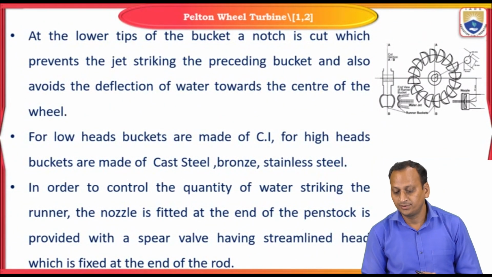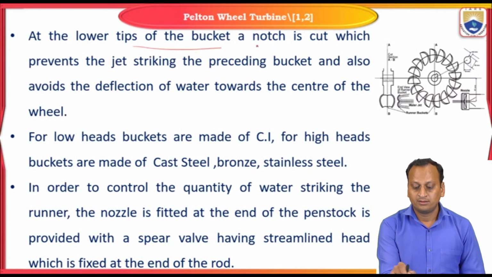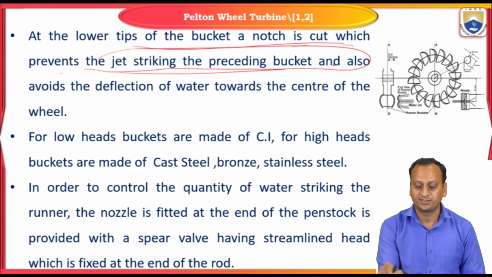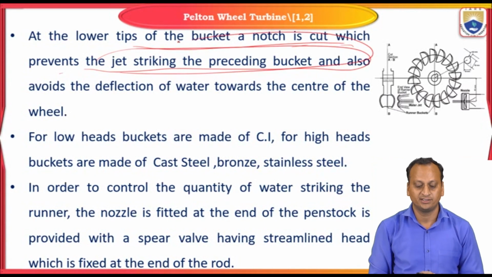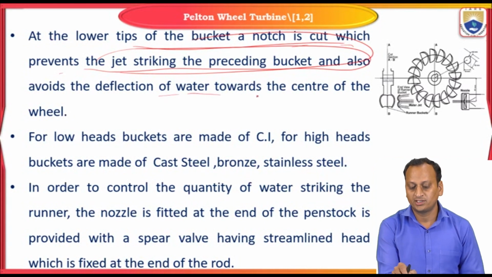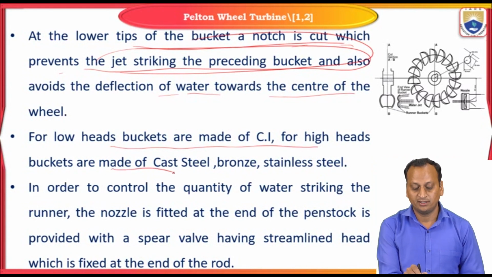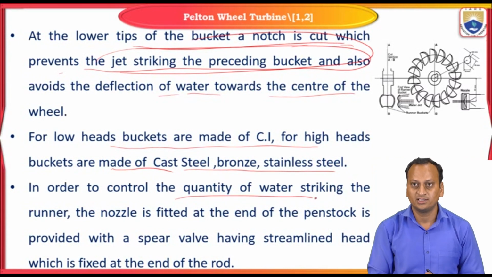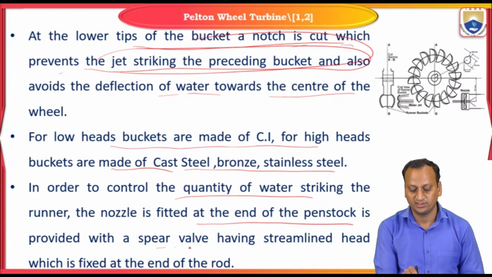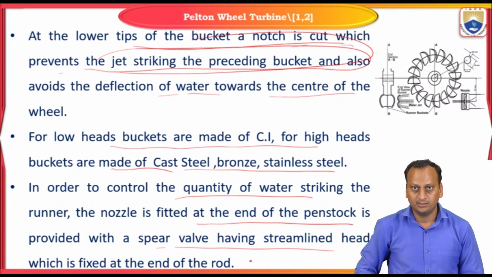At the lower lip of the bucket, a notch is cut which prevents the jet from striking the preceding bucket. The preceding bucket, as we have discussed in the previous slide, causes deflection of water towards the center of the wheel. For low heads, buckets are made of cast iron, and for high heads, buckets are made of cast steel, bronze, stainless steel, etc. In order to control the quantity of water striking the runner, a nozzle is fitted at the end of the penstock, provided with a spear valve having a streamlined shape, which is fixed at the end of the rod.